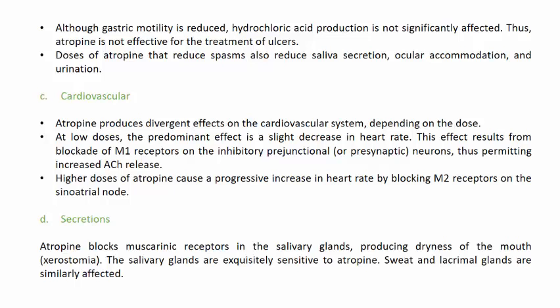يعني هذا شو وقت هذا يحصل بـ low doses، predominant effect is a slight decrease in heart rate، وهذا الإفكت يحصل نتيجة للـ blockade of muscarinic M1 receptor on the inhibitory prejunctional neurons، and this permits the increase of acetylcholine release. In comparison, higher doses of atropine cause progressive increase in heart rate. يعني بالمقارنة إذا كانت جرعة الأتروبين عالية راح تؤدي إلى progressive increase in heart rate by blocking the muscarinic M2 receptor. أوكي؟ اللي يكون موجود بالسينوأتريال نود.